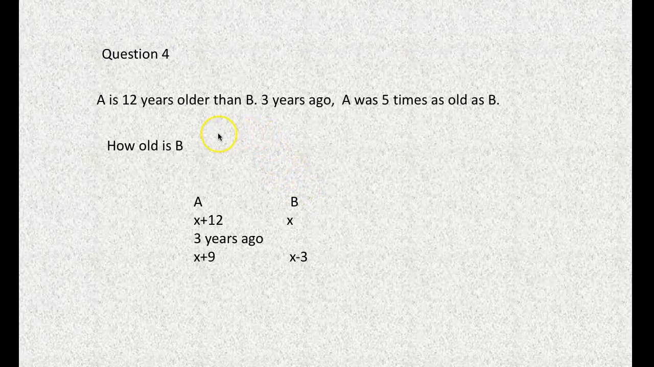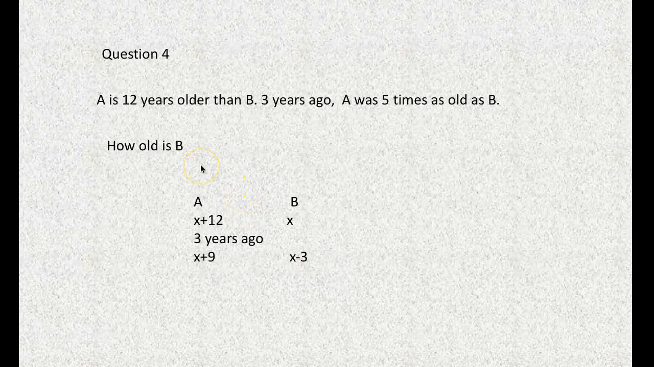Again a question on algebra. A is 12 years older than b. 3 years ago, a was 5 times as old as b. How old is b? Suppose b's age is x, a's age would be x plus 12 because a is 12 years older than b. 3 years ago, b's age would be x minus 3 and a's age would be x plus 9.